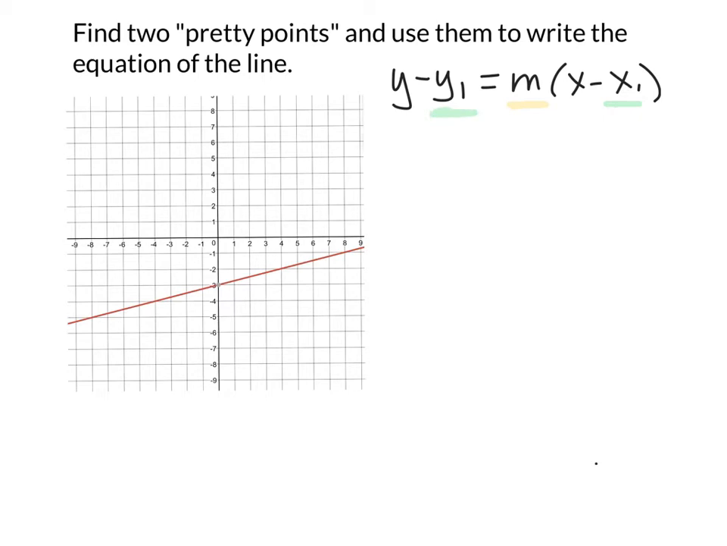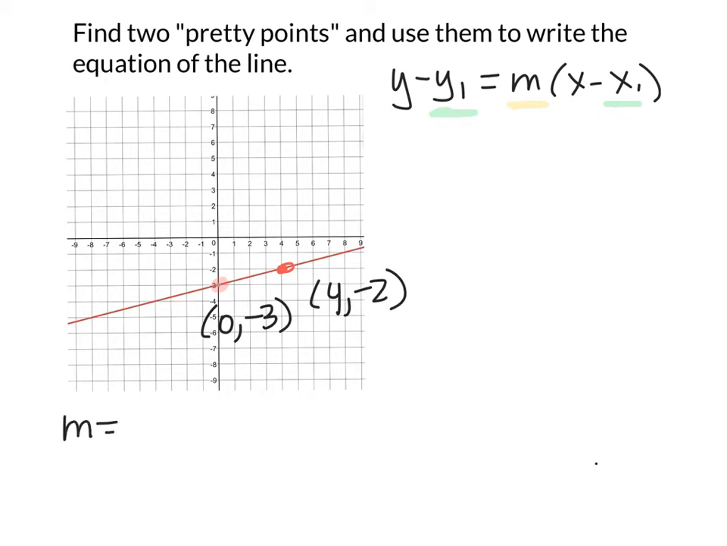So it looks like this is a pretty point. Its coordinates are 0, -3. And then another pretty point looks like this point right here, whose coordinates are +4, -2. All right, so let's first of all find the slope.